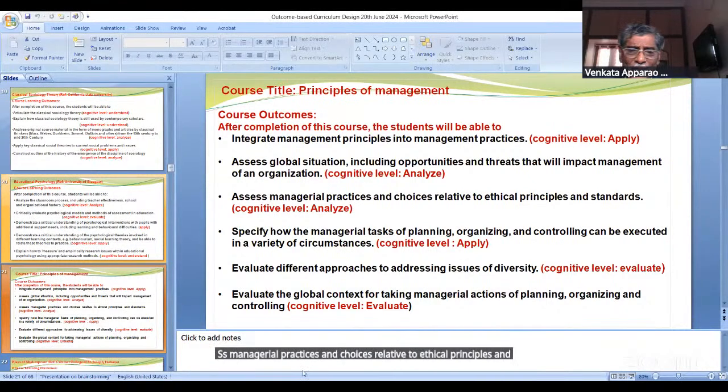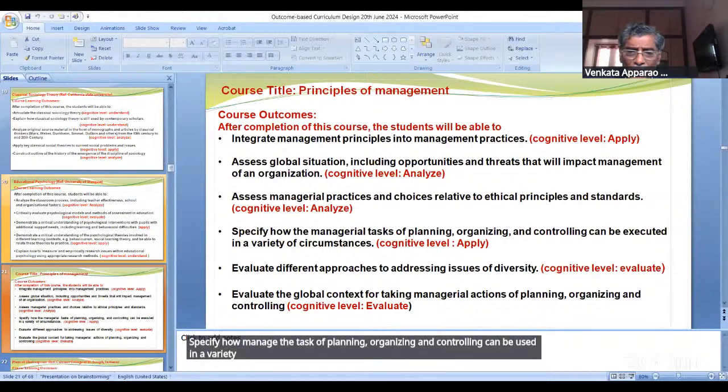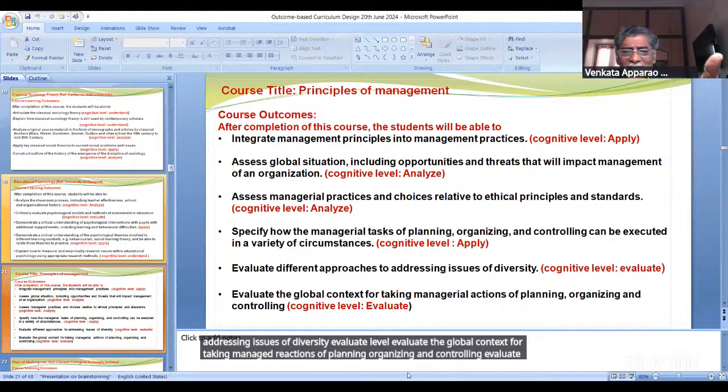Analyze level. Specify how managerial tasks of planning, organizing, and controlling can be used in a variety of circumstances, apply level. Evaluate different approaches to addressing issues of diversity, evaluate level. Evaluate the global context for taking managerial actions of planning, organizing, and controlling, evaluate level. You can see here.